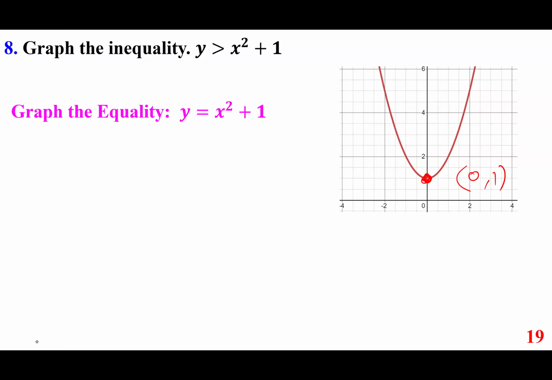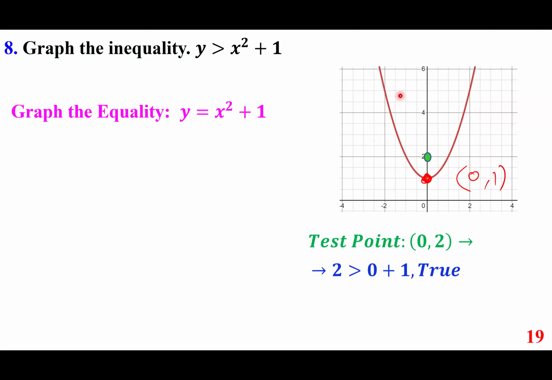Now you pick a point, and by the way, this eventually becomes shaded because we don't have the equality. But for now, we pick a test point. What do you pick? You can pick 0, 0 or 0, 2, something outside the figure or inside the figure. Doesn't matter. For example, if you go with 0, 2, I'm going to replace the y with 2, x with 0, and I get 2 larger than 0 plus 1, and that's a true statement.